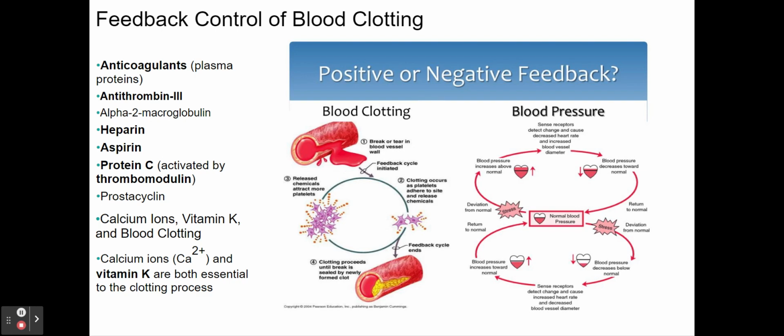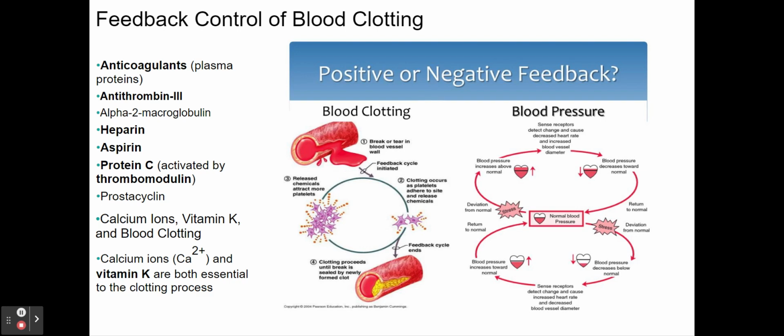Heparin, which we mentioned in the last video, is a common anticoagulant that's given in hospitals. It is a compound that's released by the basophils and the mast cells. It's a cofactor that accelerates the activation of antithrombin III, and heparin is also used clinically, like I said, to impede or prevent clotting.